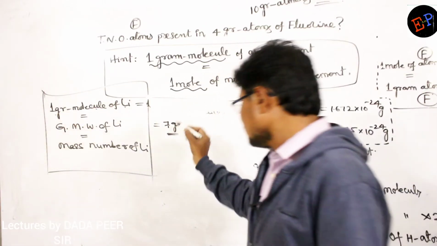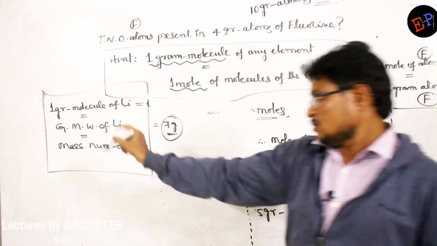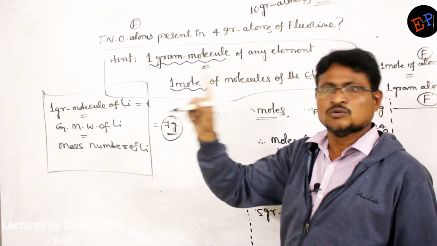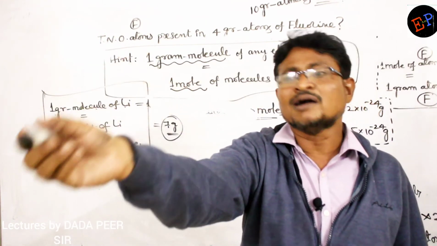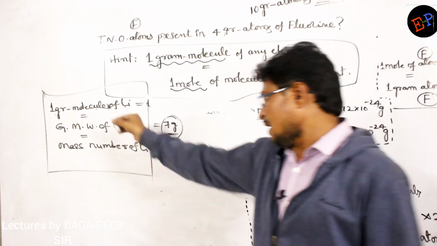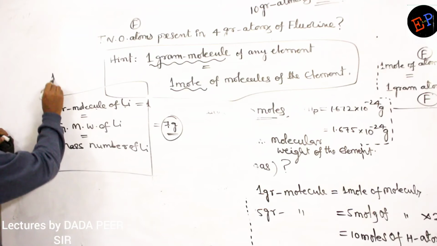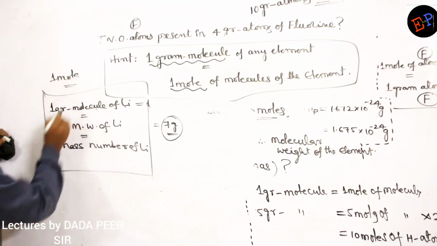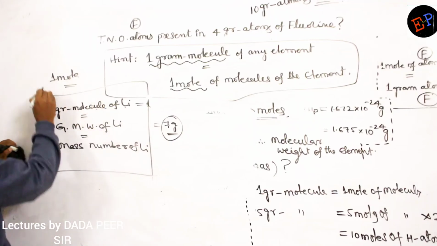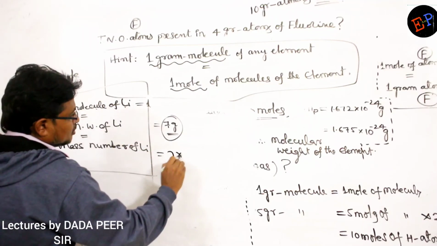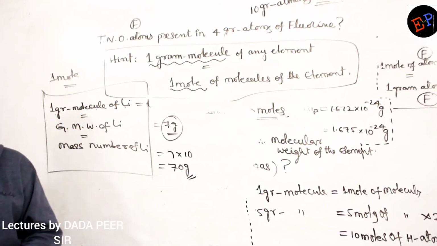Whatever you take, it is equal to 7 grams. 1 gram molecule is equal to 1 mole. 10 gram molecules, 10 moles, is equal to what I have asked. 1 mole is equal to 1 gram molecule, that is equal to 7 grams. 10 moles is equal to 7 into 10, 70 grams.